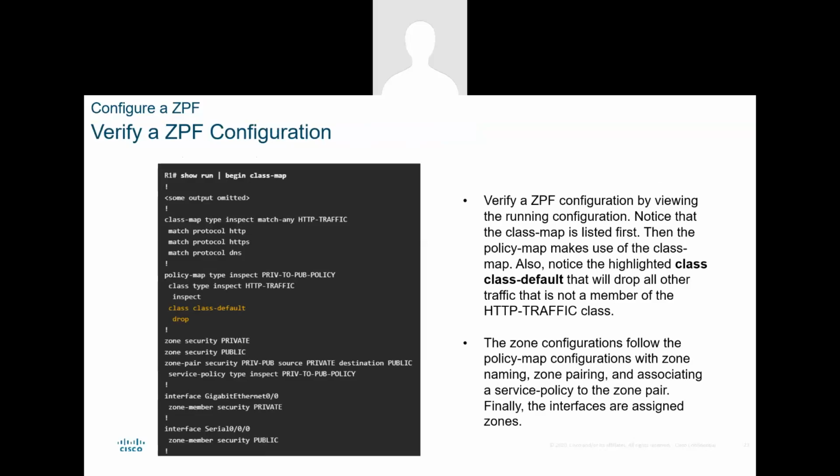To view active policy maps and their rules, you would use show policy-map type inspect. This shows what traffic types are being inspected, passed, or dropped. And you can use these to validate that the ZPF is functioning as intended.